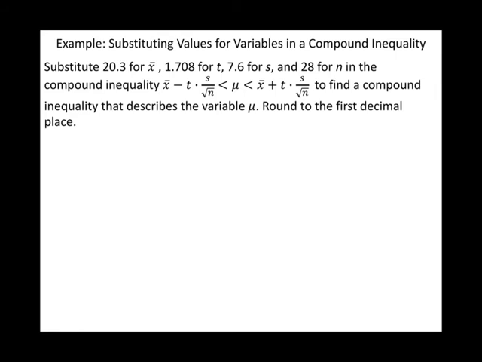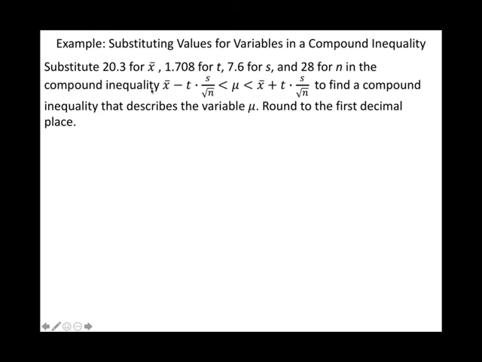But since this is a compound inequality, we could combine these 2 equations together and work on it at the same time. So right now, I want you guys to plug it in. The x bar here, this is talking about the sample mean. Plug in the sample mean 20.3 in here. t equal to 1.708. That'll be this guy. The s equal to 7.6. That'll be here. And n equal to 28. That'll be square root of 28 in here.